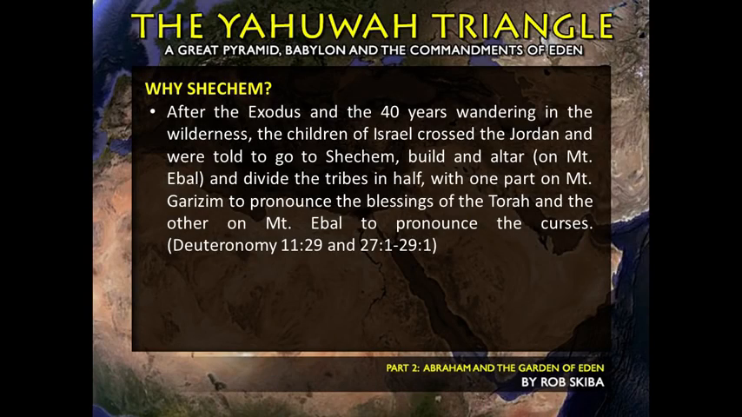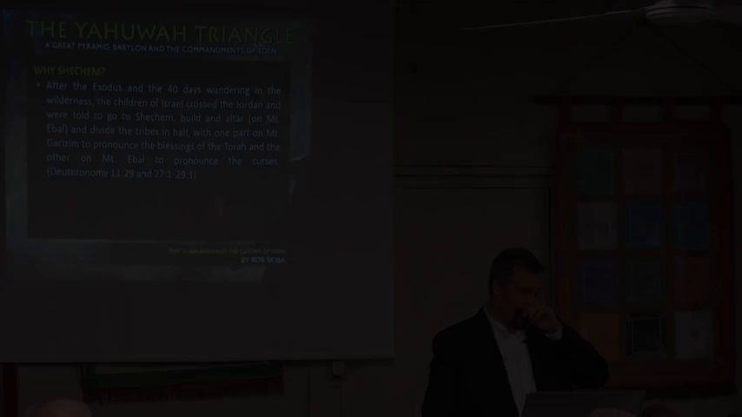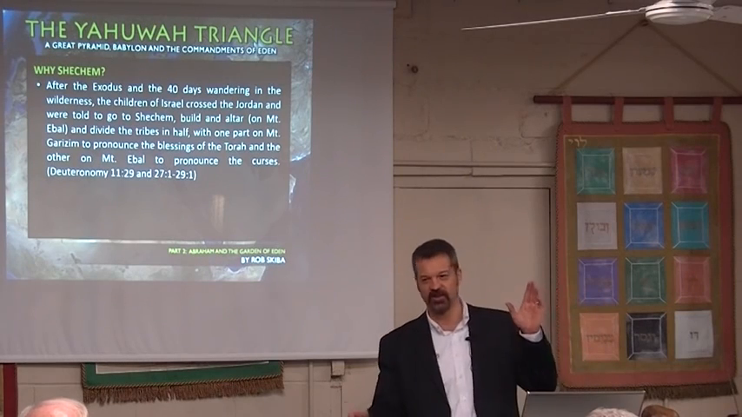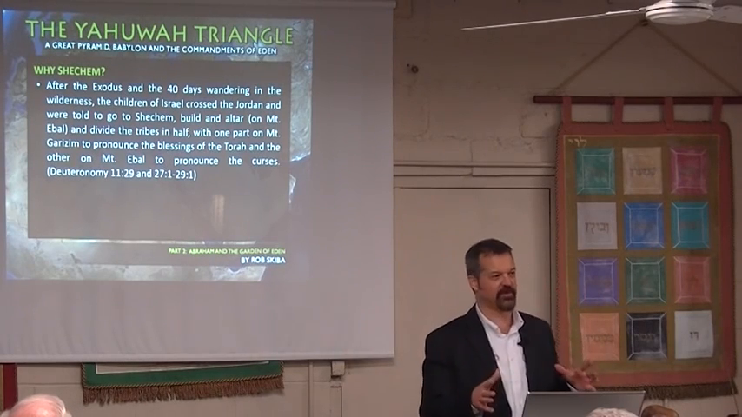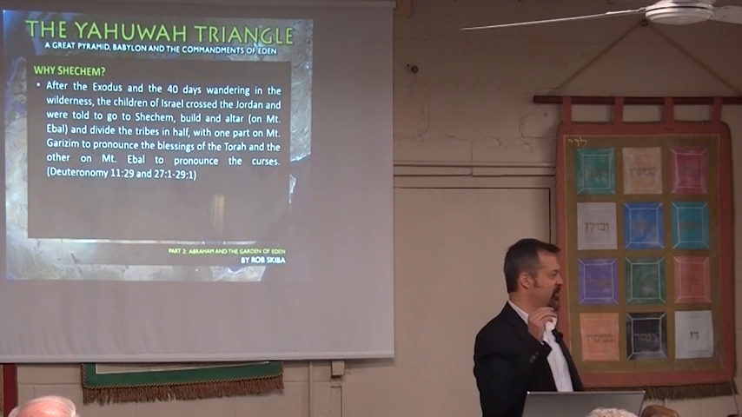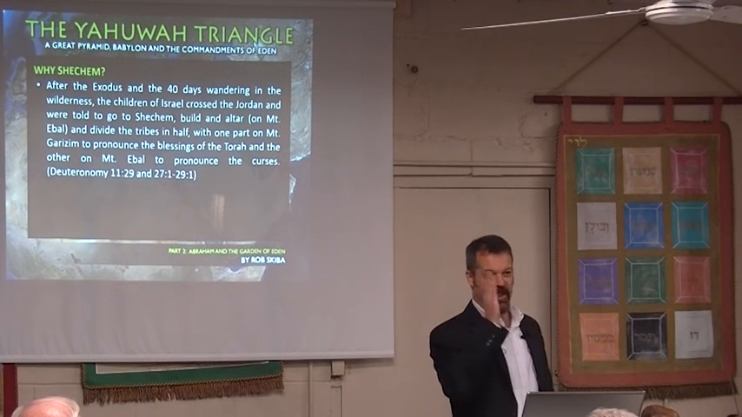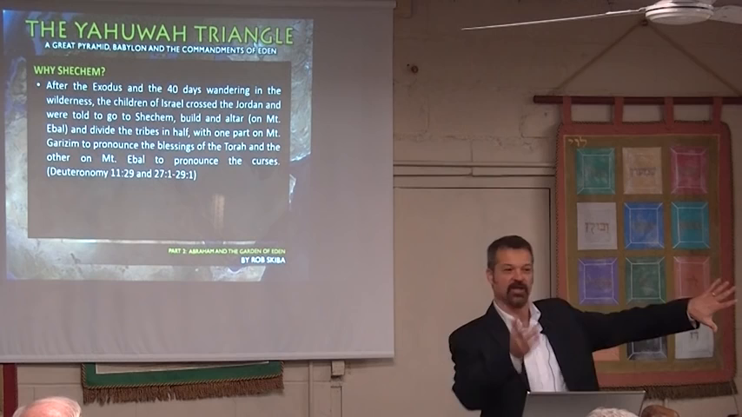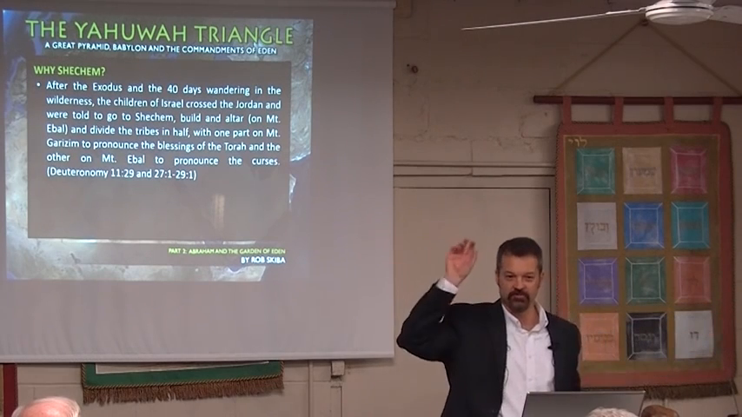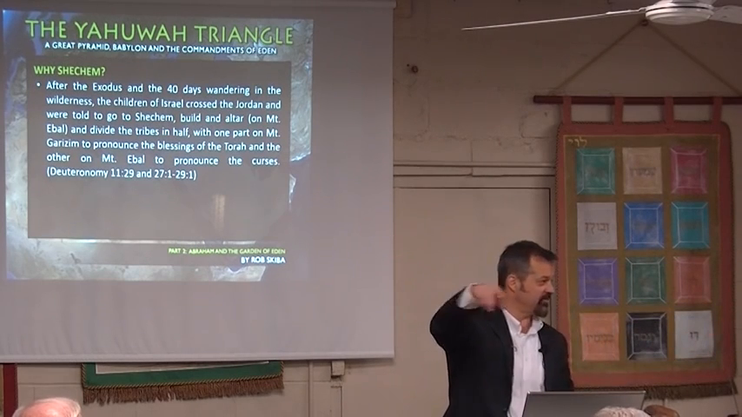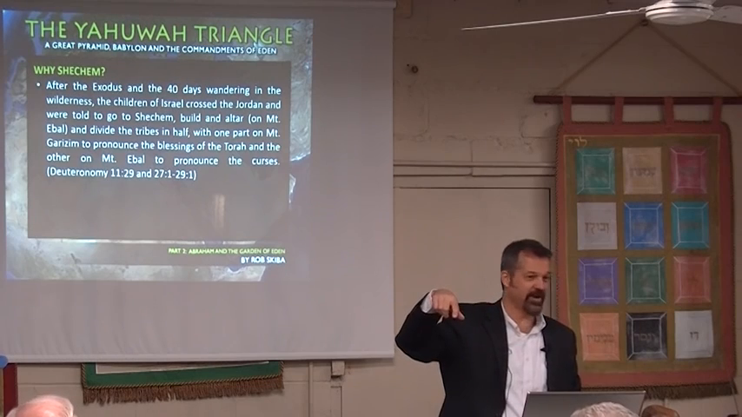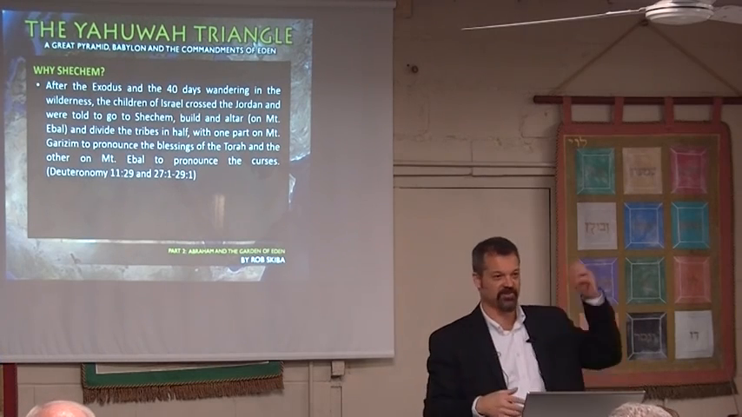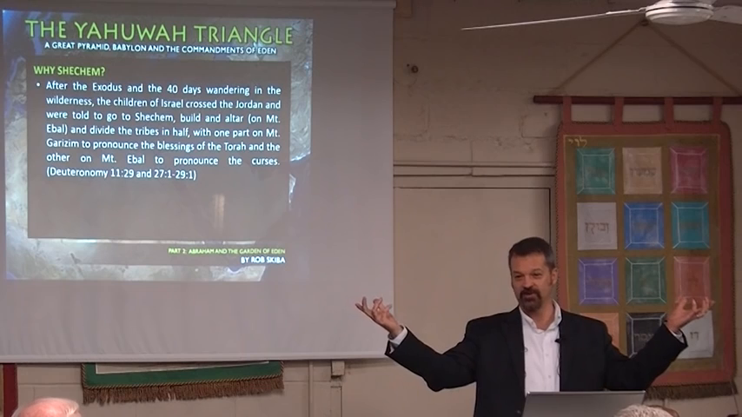Of course, after the Exodus and 40 years wandering in the wilderness, the children of Israel crossed the Jordan. They were told to go to Shechem. This is where it gets really interesting. You know, they spent the 40 years in the wilderness, and they're getting ready to come into the land, but towards the end of Deuteronomy, it says, okay, when you get into the land, you've got to go to Shechem, divide half the Israelites, put them on Gerizim, and take the other half and put them on Mount Ebal, build an altar to the Lord there, right, and inscribe on it the law, right, and pronounce the blessings and curses, the blessings on Gerizim and the curses on Mount Ebal.